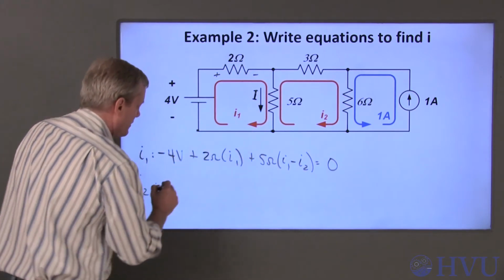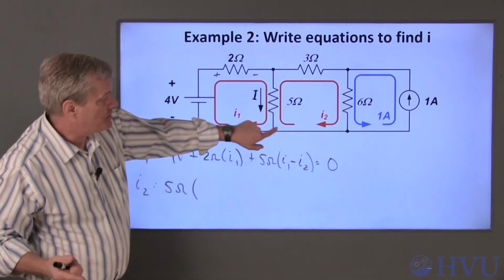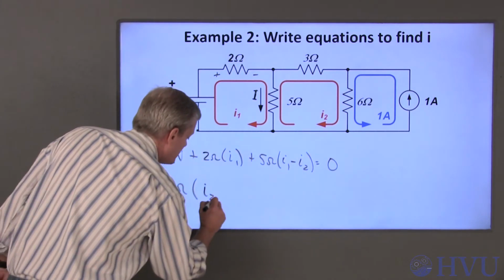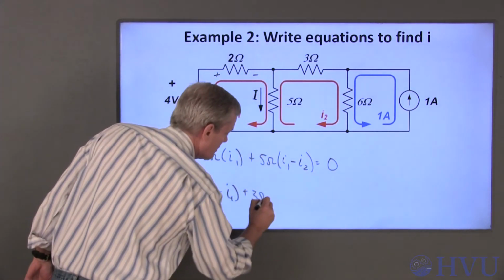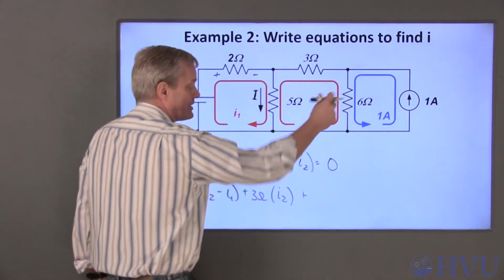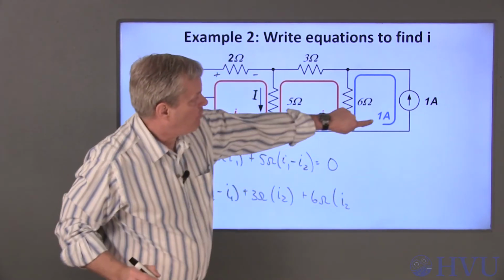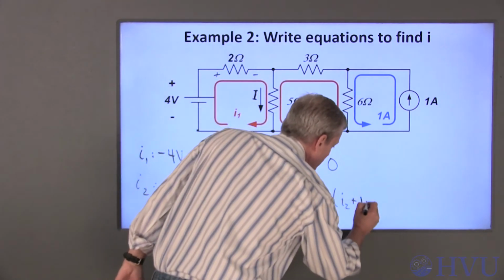For loop I2, if I start here, is 5 ohms. Now I'm switching my sign convention so that this is the assumed positive terminal. So that becomes I2 minus I1, plus 3 ohms times I2, plus 6 ohms times I2, and the 1 amp constrained loop also enters the positive terminal, so I add 1 amp.